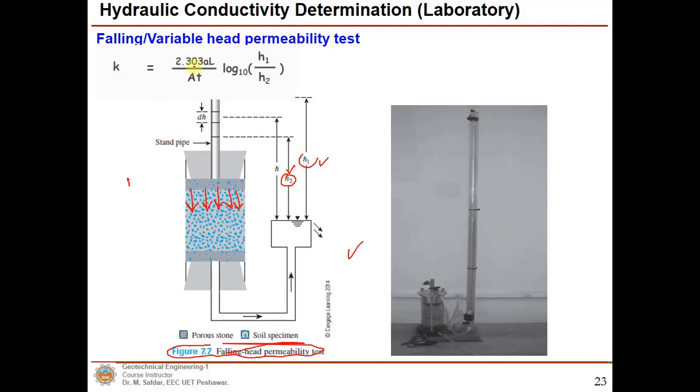Now we can use this equation. Now this is the cross-sectional area of the standpipe, small a, length of the specimen from here, a cross-sectional area of the specimen, this is the capital A, which we can find out from the diameter. H1 and H2 are also given based upon the t is equal to 0 or t is equal to t. This is the picture of the falling head permeability test.